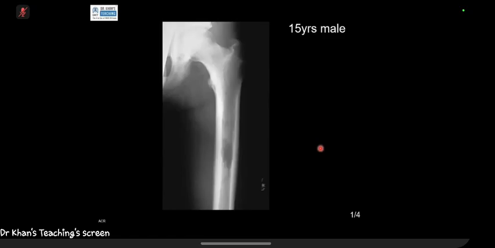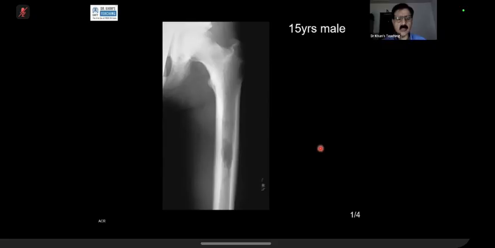I'll think about a possibility of histiocytosis. Do you think it's an aggressive lesion? Yes, I think so, because the margins are not very well defined at the inferior and the medial aspect of the lesion. So I believe that this is an aggressive lesion.